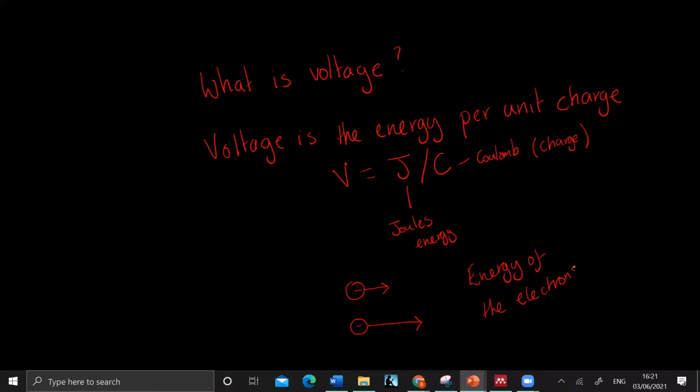The other name for voltage is potential difference. When you talk about measuring voltage, you'll see why we say potential difference, because it's the difference between 2 points. So let's think about voltage in a circuit then.